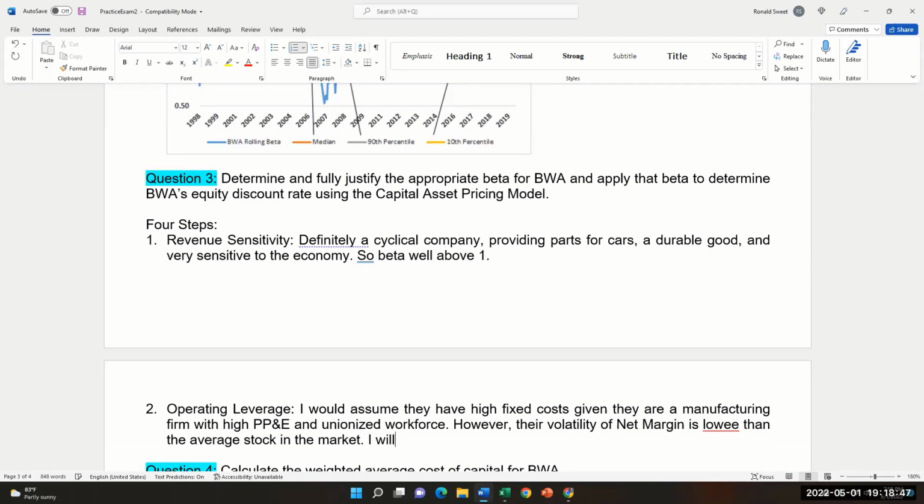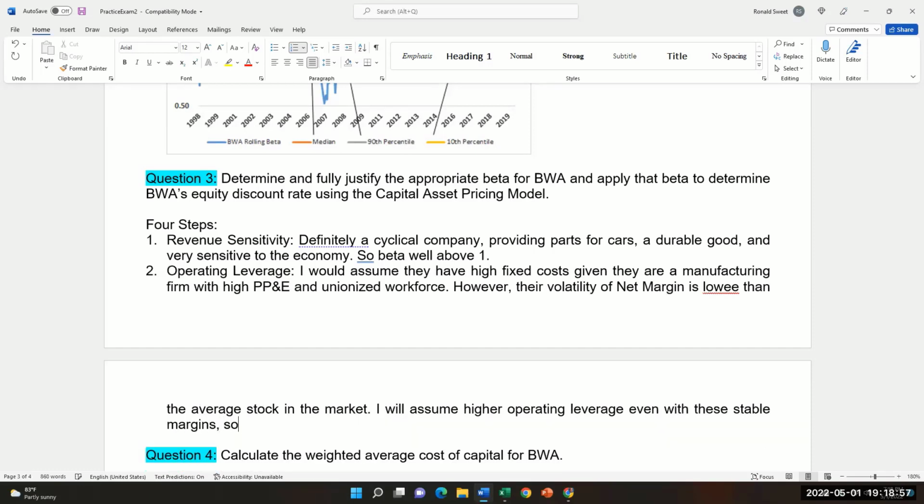I will assume higher operating leverage even with these stable margins. So, beta well above 1. But whatever you say is fine as long as it's logical. You only get in trouble if you're inconsistent. So you don't have to agree with me. I might strongly disagree with your answer, but as long as you're logical, you're fine.